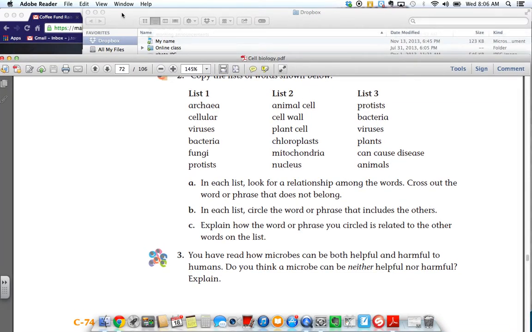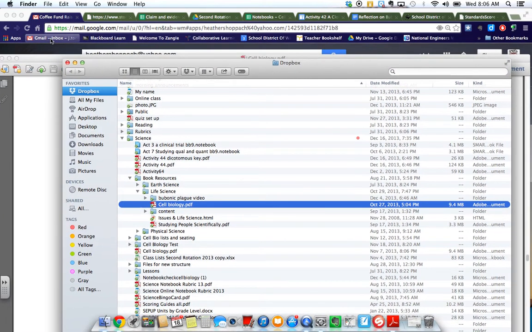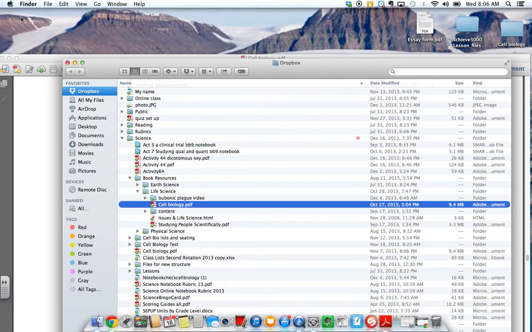I got to turn this off somehow. I don't see it there.